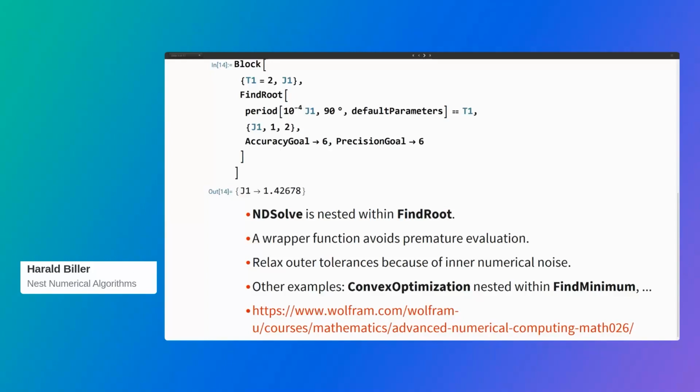Other examples, such as an optimization, which is convex in most variables and nonlinear in a few. And then you do the convex optimization as the inner optimization problem, and then you nest the FindMinimum around that. Or there is another example in a Wolfram University course on advanced numerical algorithms, which I linked here. So you can do that. It works really fine.